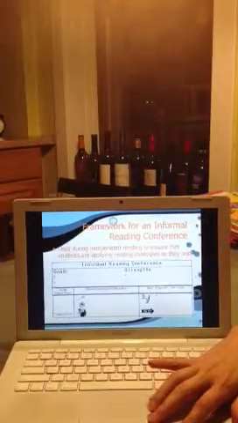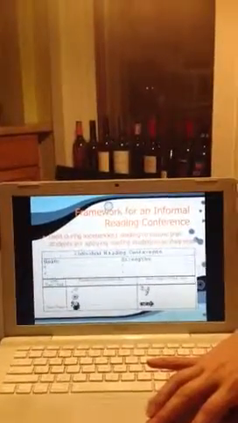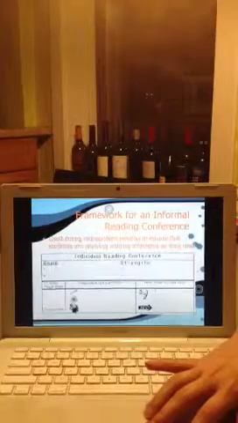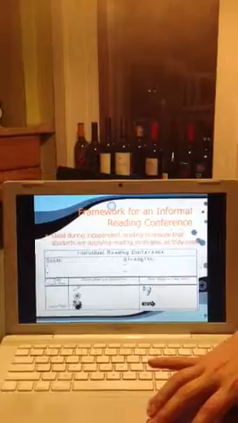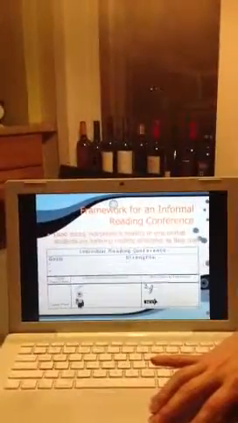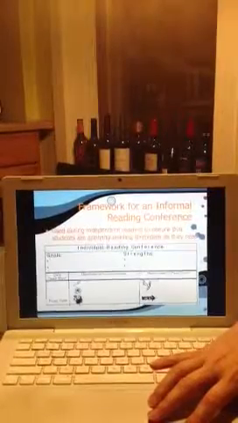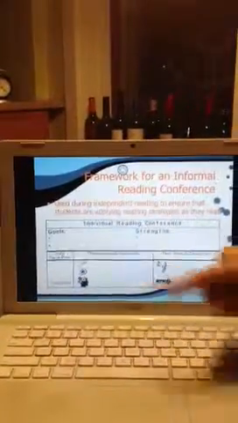Now we're going to look at the framework of giving an informal reading conference. Reading conferences are given during independent reading to ensure that students are applying reading strategies as they read. When giving an informal reading conference, the first thing you want to do is record the student's name, date, and the title of the book that they're reading. So their name and date would go in this box, and the title of the book they're reading would go here on this first line.